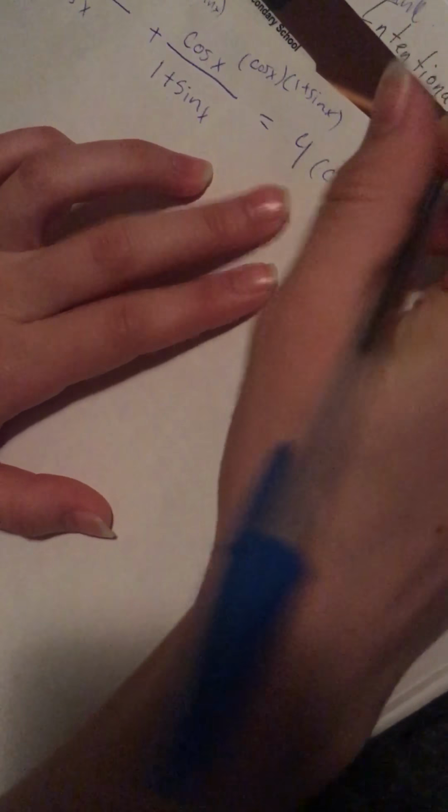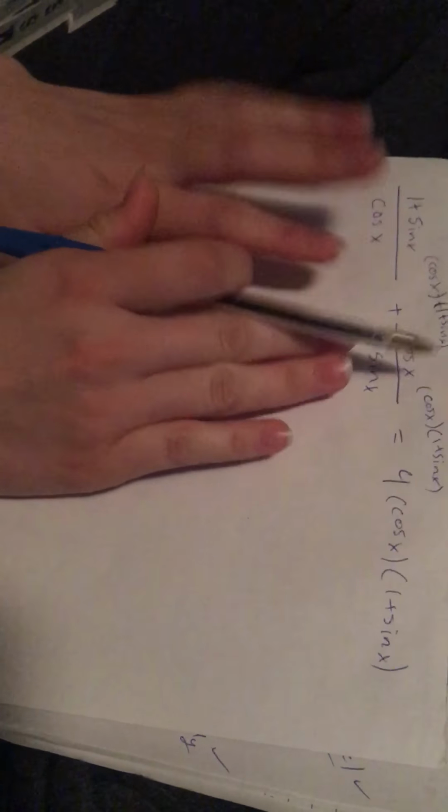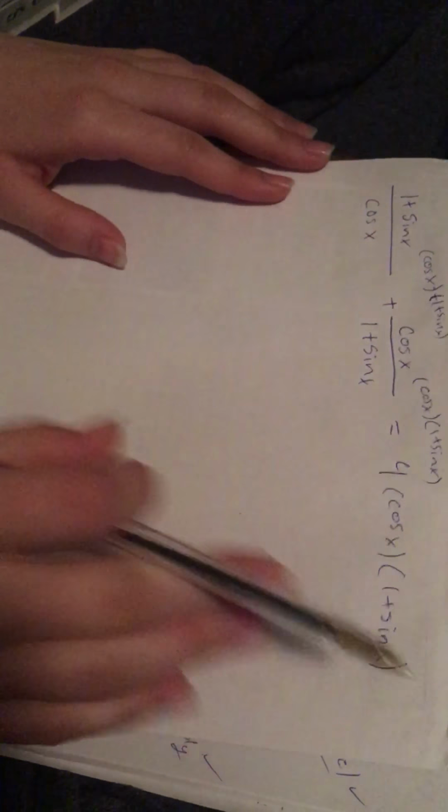And you're going to do that to this one, cos x plus 1 plus sine x. Okay, then you're going to do this to this side as well. Just to make things simpler, we're just going to deal with this side for now, and then we'll come back to this side.